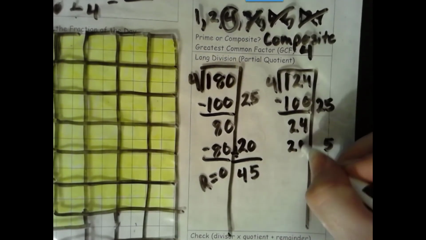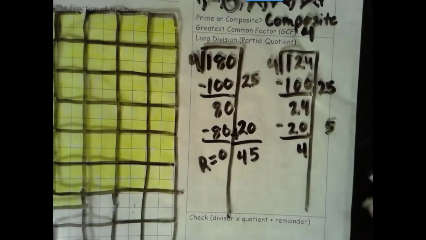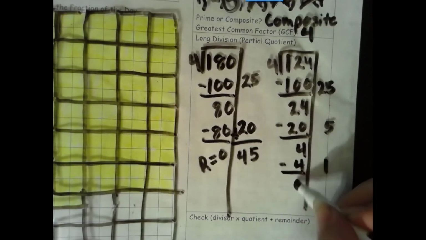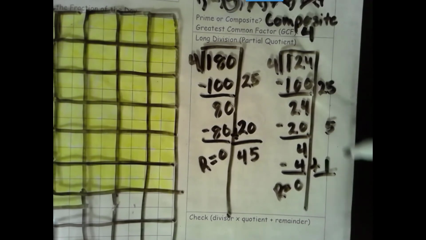5 times 4 is 20. More on top, no need to stop. Numbers the same, zeros a game. 1 times 4 is 4. Numbers the same, zeros a game. Add the partial quotients. 25 plus 5 is 30, plus 1 more is 31.